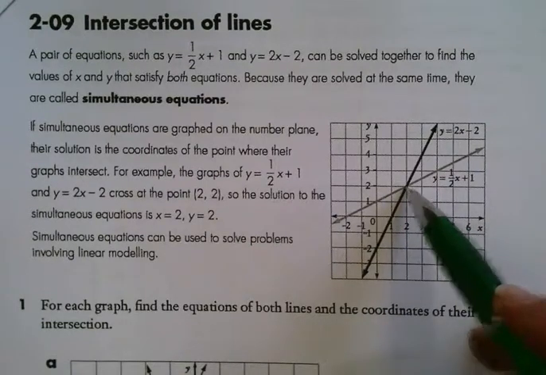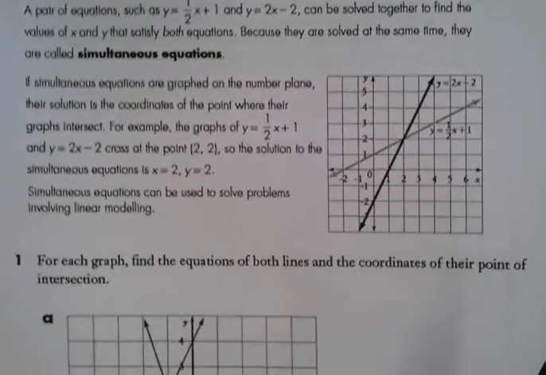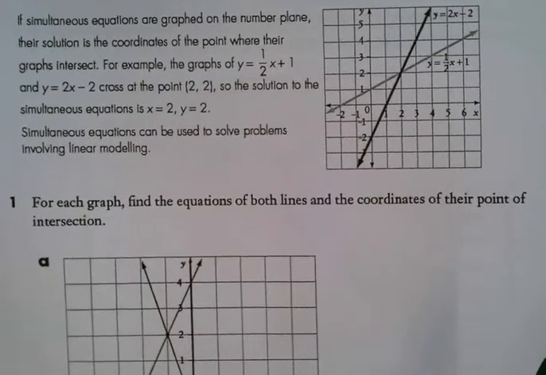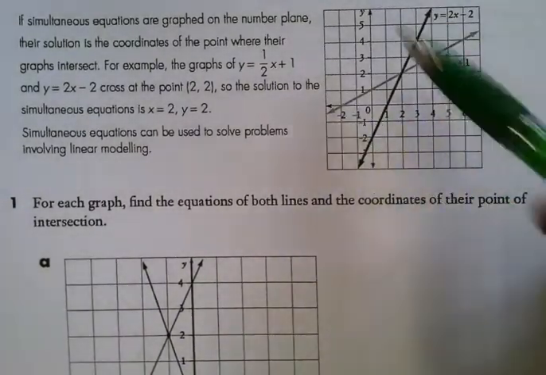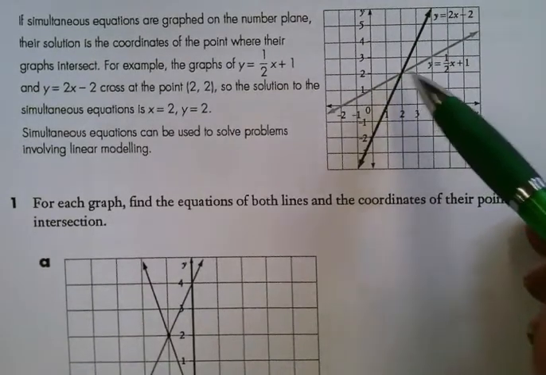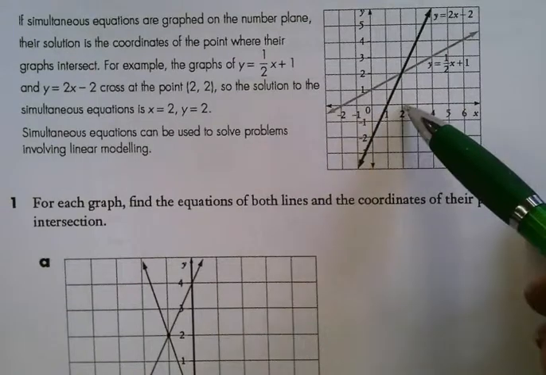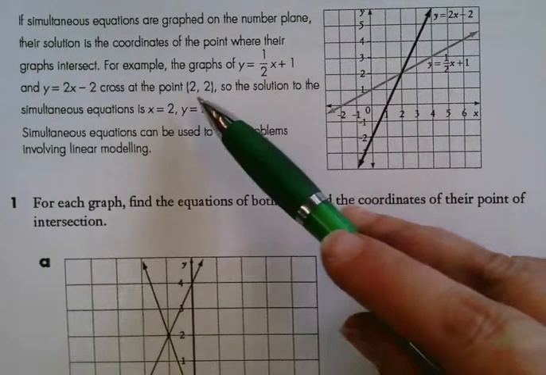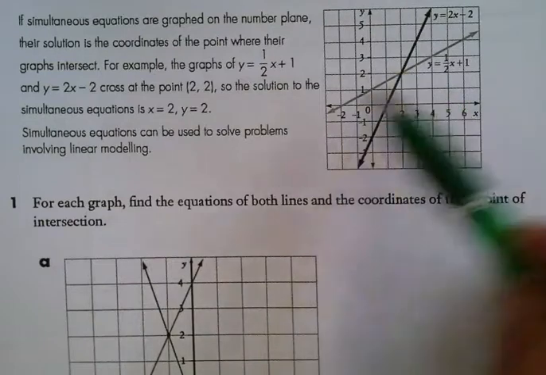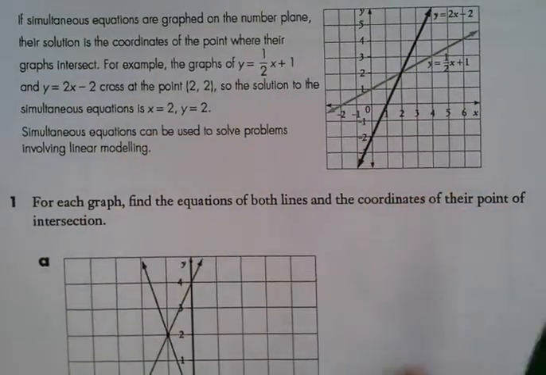Now, the value of x and y that solves both equations is the solution to the simultaneous equation. We call it simultaneous equations because we solve them at the same time. If simultaneous equations are graphed on a number plane like this, the solution is the point of intersection, where they intersect on the graph. For example, the point of intersection here is x is 2, y is 2. So the point 2, 2 means the solution to the simultaneous equations is x is 2, y is 2 in that particular example.